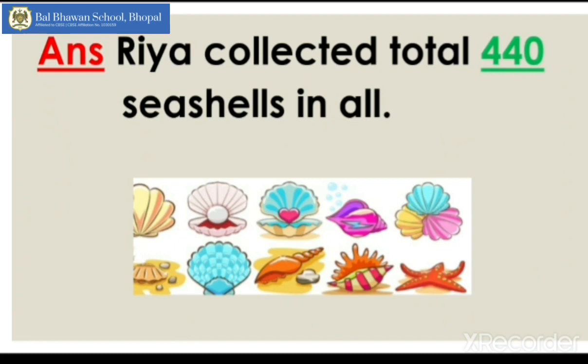Okay, so now we will write the final statement. It is Ria collected total 440 seashells in all. Okay, so how many total seashells did she collect last summer and this summer? It is 440 seashells.